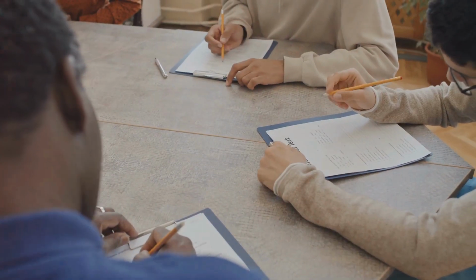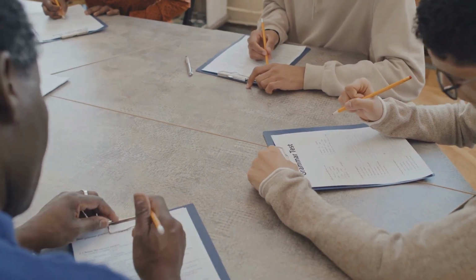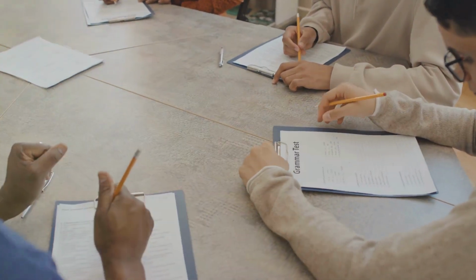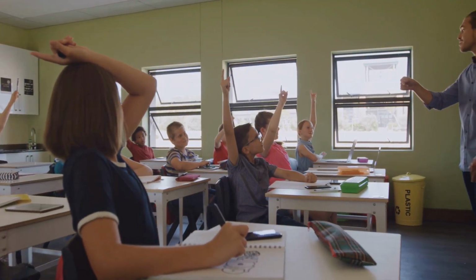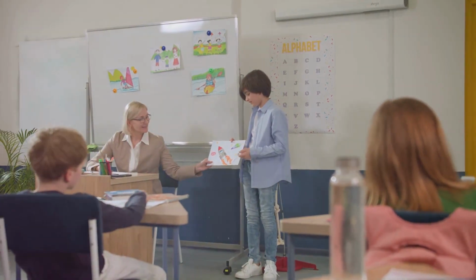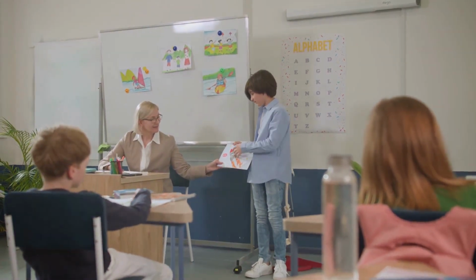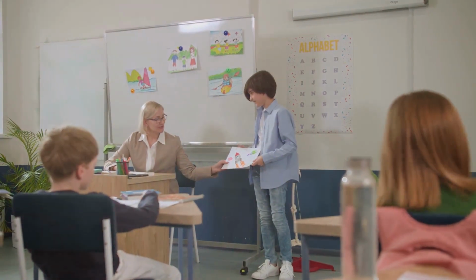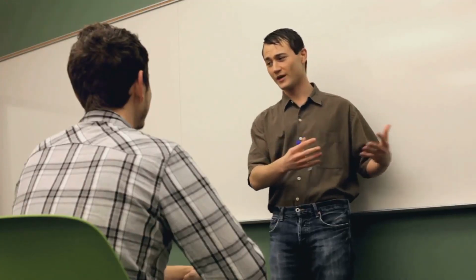Moving on to 34, it's mixing up who and whom. Use who for a subject and whom for an object. A handy tip? If you can replace it with he or she, use who. If him or her fits, use whom.